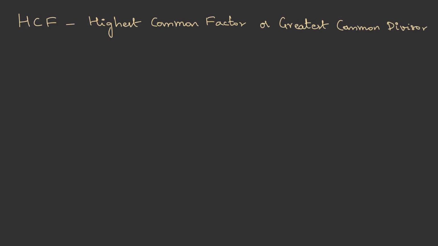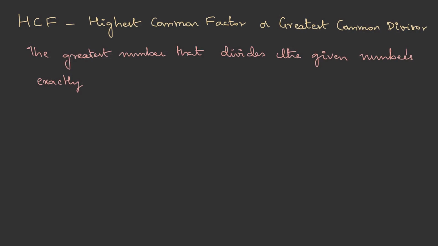Now let's learn about HCF. The full form of HCF is highest common factor, or sometimes it's also called the greatest common divisor. What it means is, it is the greatest number that divides the given numbers exactly. And again in this we have two methods. The first method is division method and the second one is prime factorization.